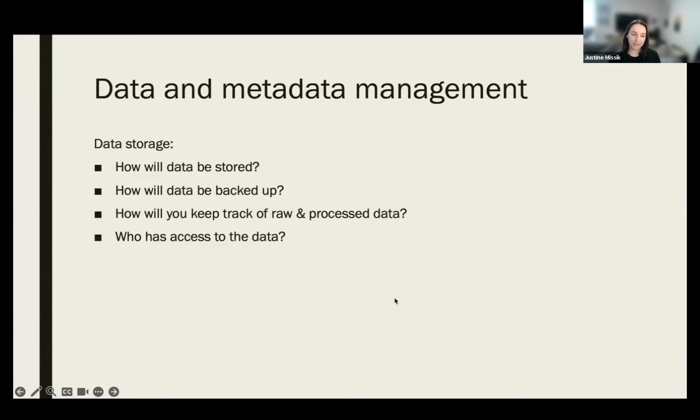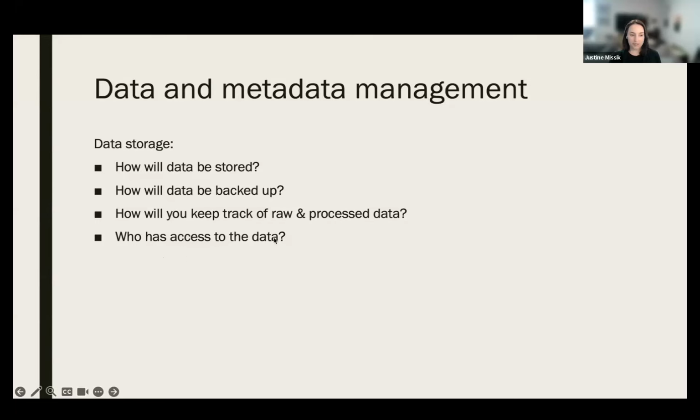And then with processed data, keeping track of how you actually produced the processed data products, and whether you are keeping track of all the specific processing steps that you performed to get to that product, and whether or not you can reproduce it, or if you find some issue, whether you know exactly what happened with that data product.